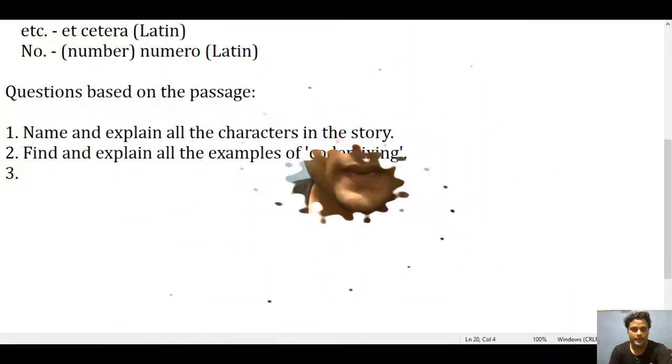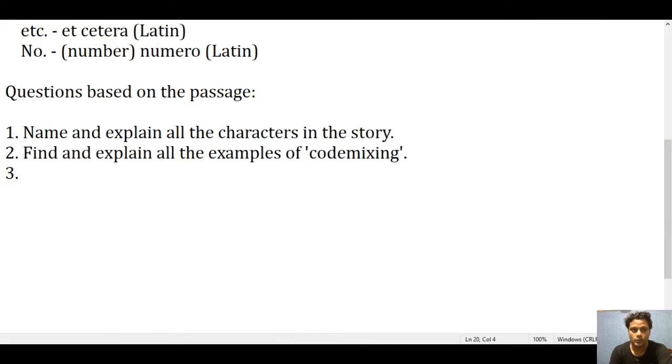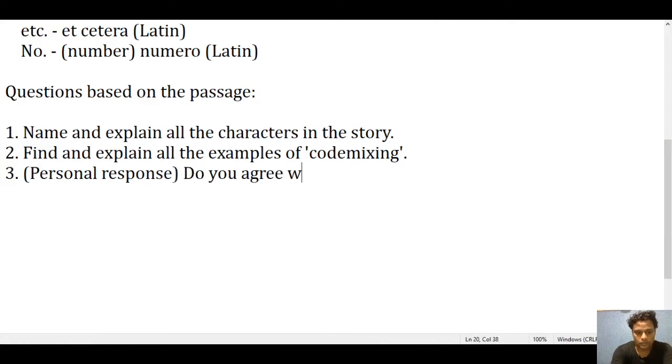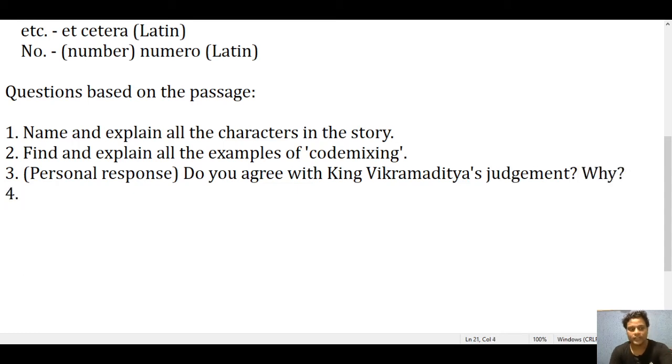Let me take you to the notepad. I will type the question again for you. What was the question? It's a personal response. Do you agree with King Vikramaditya's judgment, and why? Guys, you have to expatiate, okay? You cannot just stop at yes or no. You have to specify. Why do you think what you think?